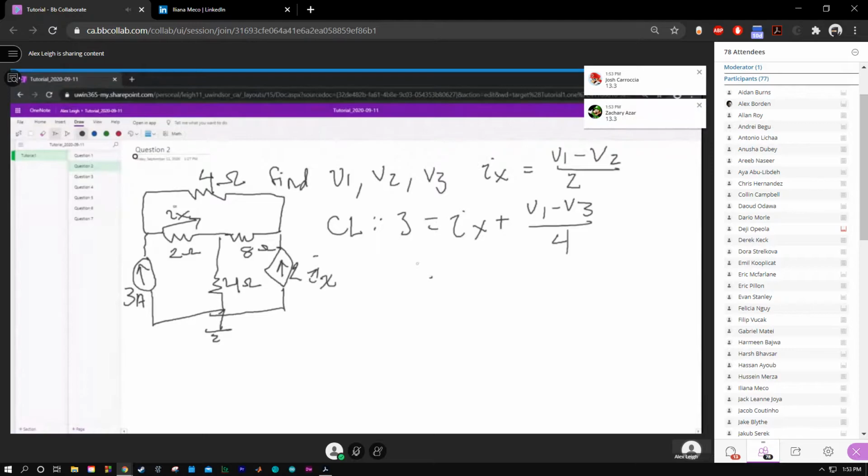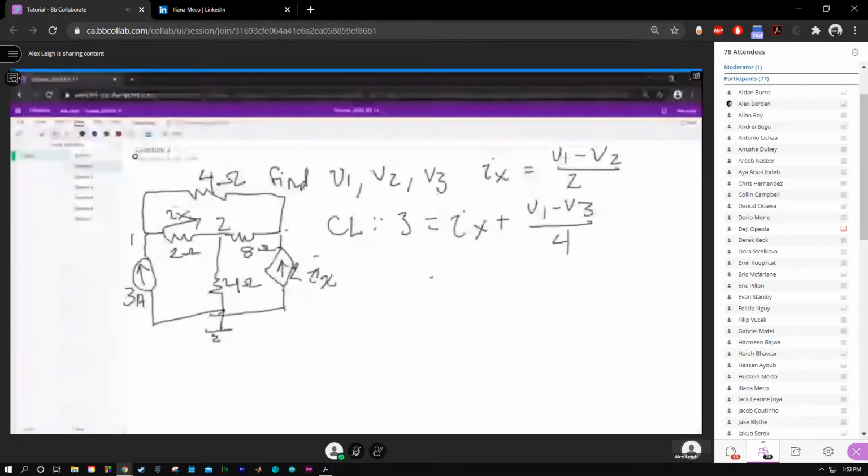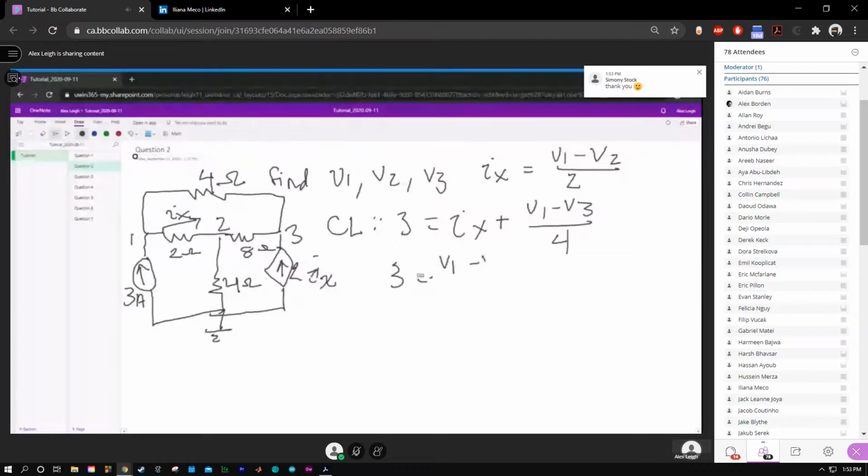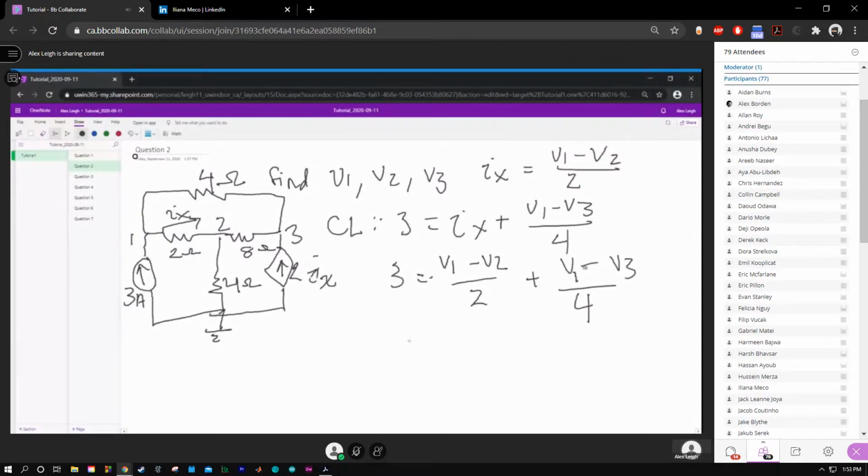So then we have this. Like I said, Ix is actually this current here, and it can be defined using the nodal voltages 1 and 2. So I'm going to sub that in for this equation right here. Ix is V1 minus V2 over 2 plus V1 minus V3 over 4. Okay. And then after a math step, which is just going to be multiplying by 4 and then factoring in all that, I end up with the following.